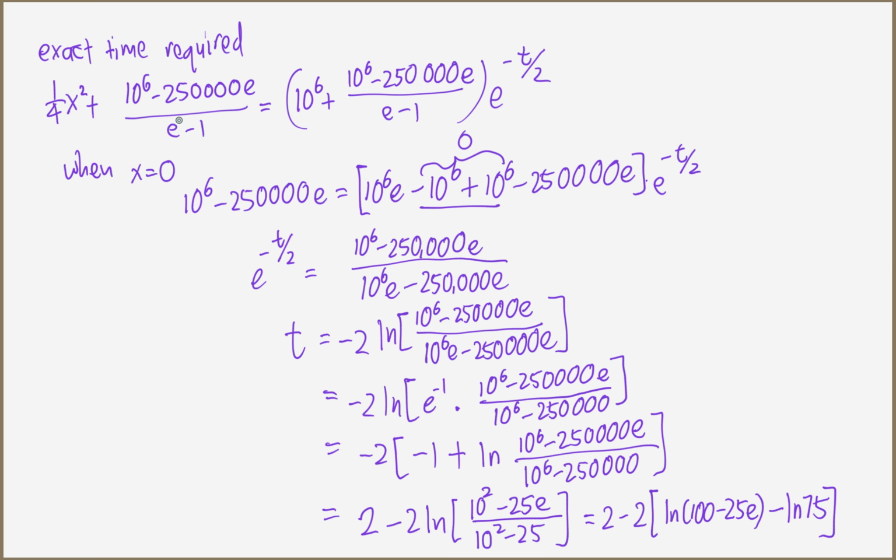But I decide to multiply (e - 1) over to the other side, so multiply this to here: 10^6 e - 10^6, plus this. The e - 1 will cancel away with this e - 1, therefore I will just have 10^6 - 250,000e, multiplied by e^(-t/2). So 10^6 - 10^6 really results in 0, so I have 10^6 e.